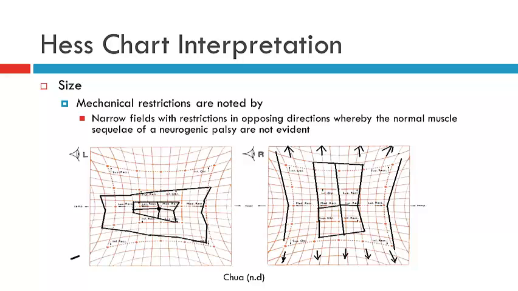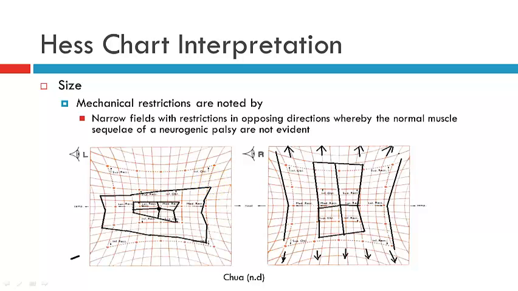Another thing to look for is if there's any narrowing of the fields. When you have narrowing of the fields or restriction in opposing directions, this is an indication that you have a mechanical restriction. So if we take this example, what we can see if we look at the left eye is that we have limitation of elevation. Limitation here in lateral elevation, limitation here in direct elevation, limitation here in dextral elevation.